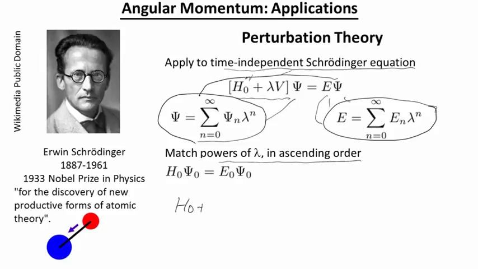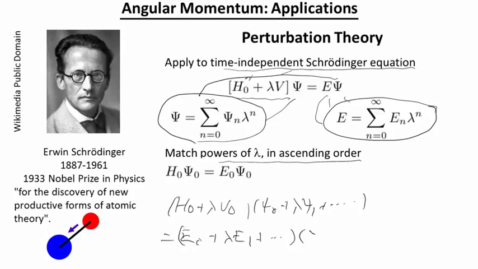So I hope you can see that. So we have (H0 plus lambda V) times (psi 0 plus lambda psi 1 plus etc.) equals (E0 plus lambda E1 plus etc.) times (psi 0 plus lambda psi 1 etc.). And so let's match the powers of lambda to the 0. So that means we take H0 times psi 0 from here. There's no other match, and then on the other side we have E0 times psi 0 there.